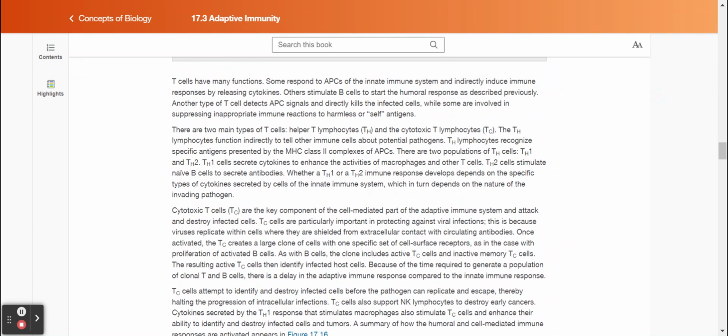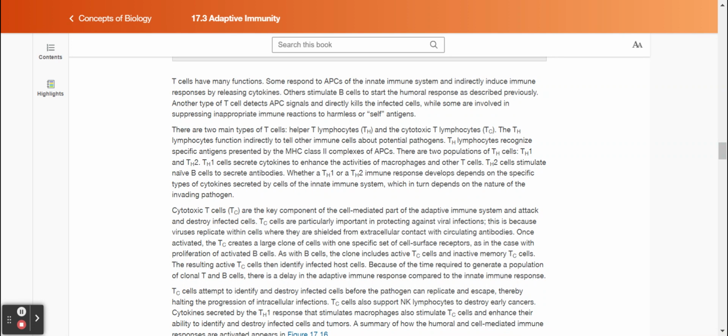T cells have many functions. Some respond to APCs of the innate immune system and indirectly induce immune responses by releasing cytokines. Others stimulate B cells to start the humoral response as described previously. Another type of T cell detects APC signals and directly kills the infected cells, while some are involved in suppressing inappropriate immune reactions to harmless or self-antigens.